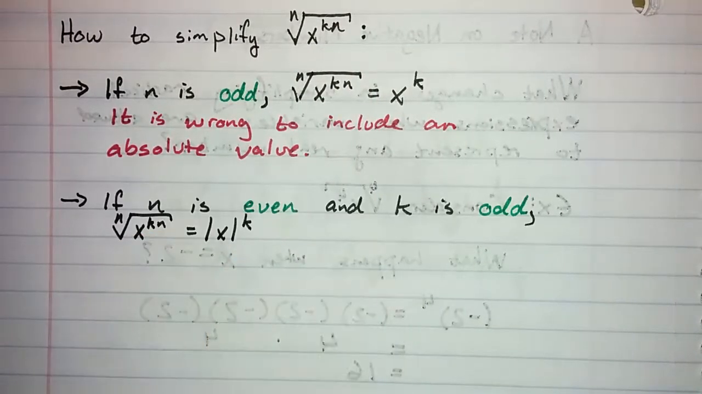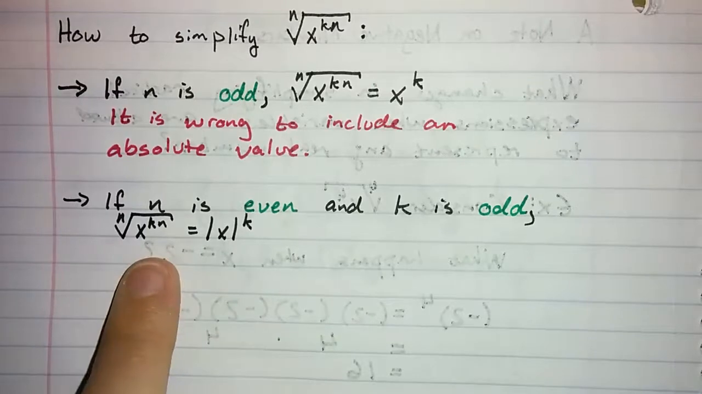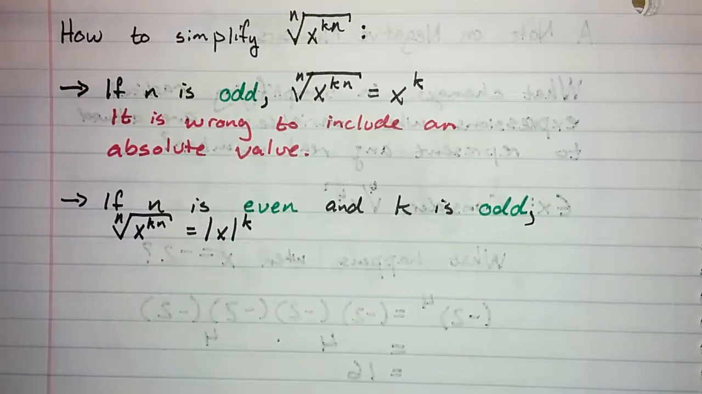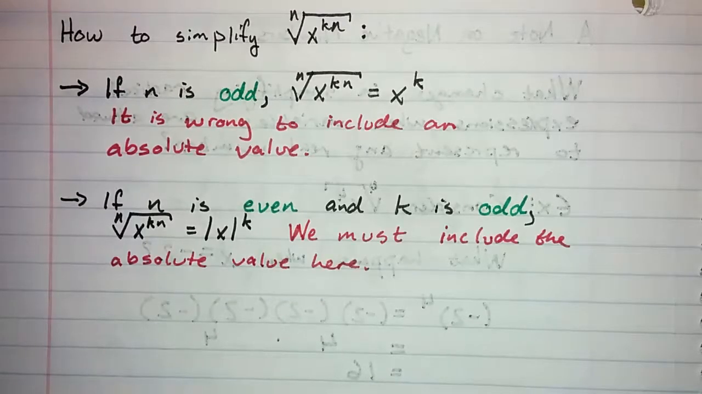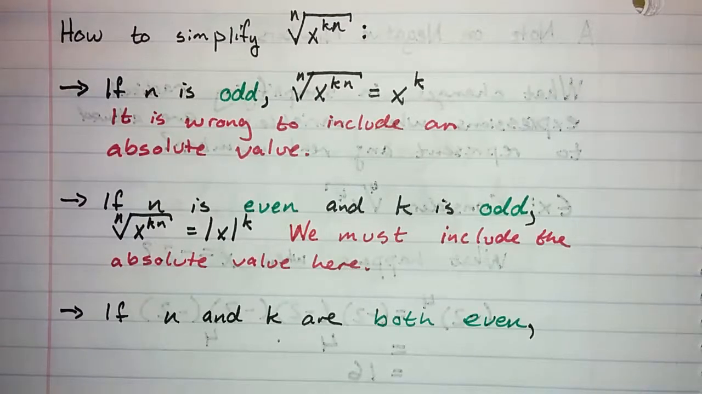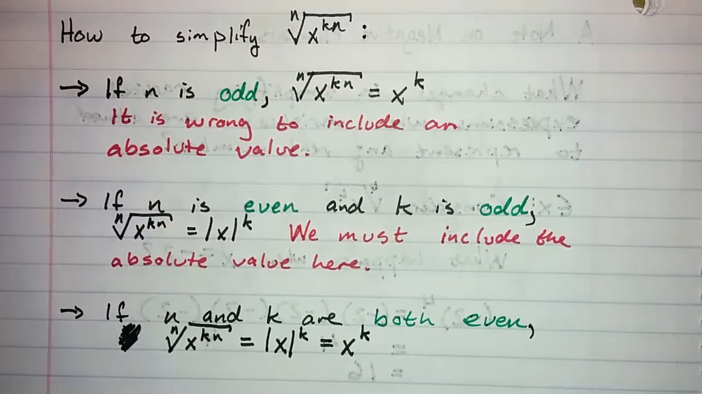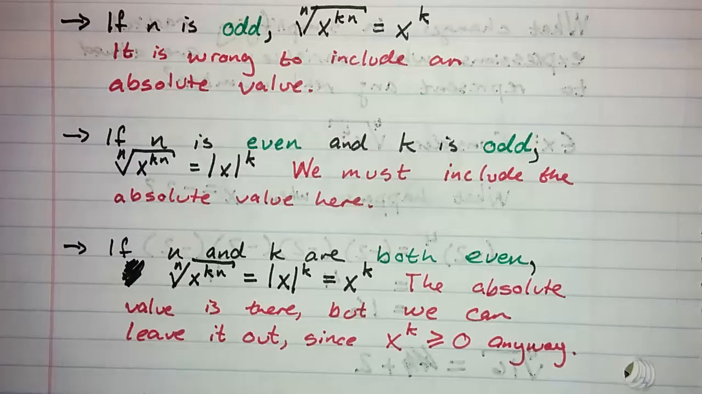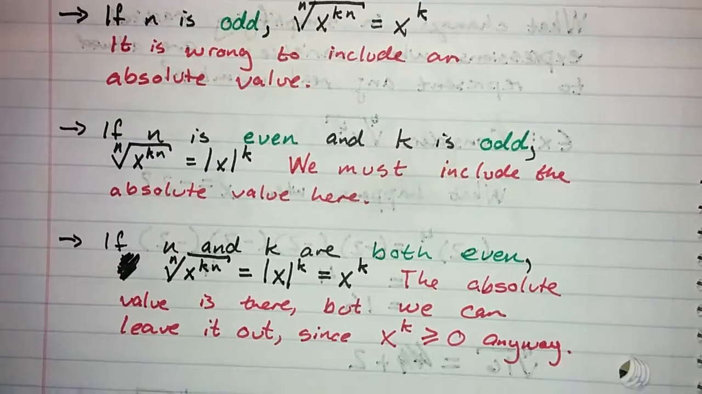If n is even and k is odd, the nth root of x to the k times n is the absolute value of x to the kth power. In this case, we must include the absolute value. It would be wrong to leave it out. If n and k are both even, the absolute value doesn't matter, since the kth power will always be positive regardless. So the absolute value really is there, but it's not doing anything, so we don't have to write it.